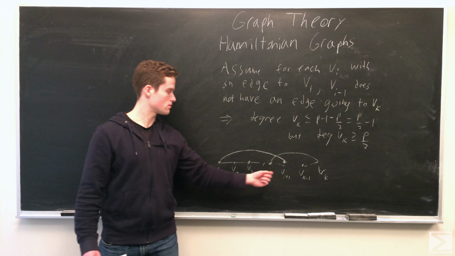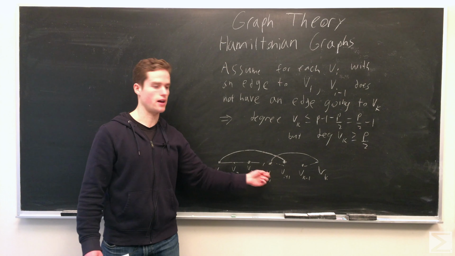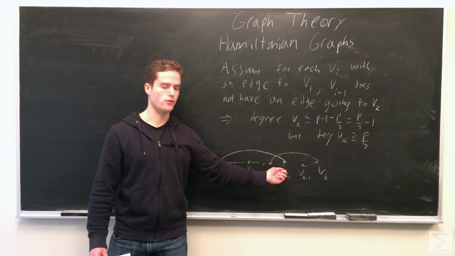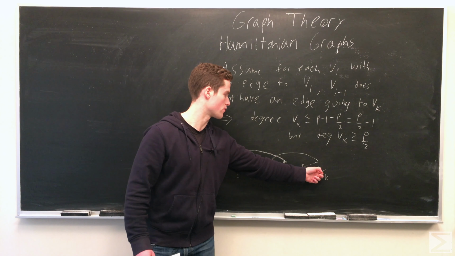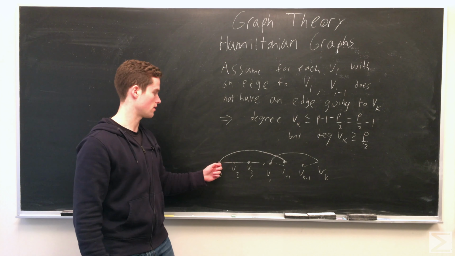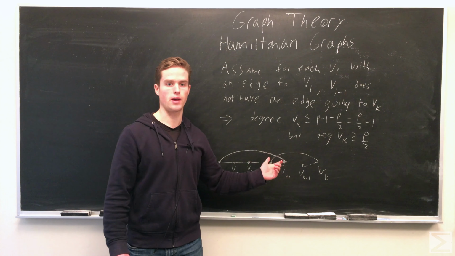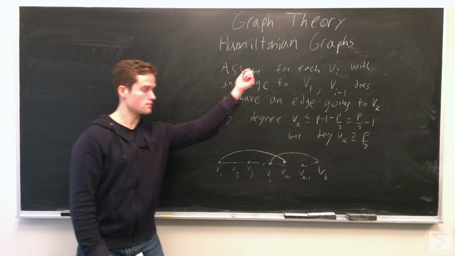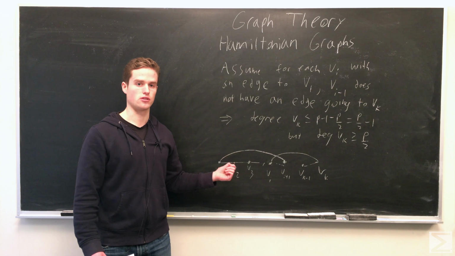If we draw this, we have some edge going from Vk to Vi minus 1, and from V1 to Vi. And now here we have a cycle. We can go from Vk to Vi minus 1, around to V1, to Vi, and back to Vk. So now we have a cycle from our path. And we want to prove that this cycle in fact contains all the vertices in our graph.